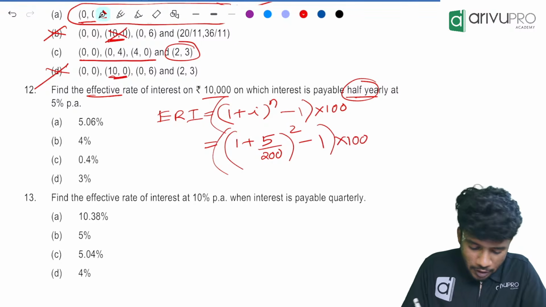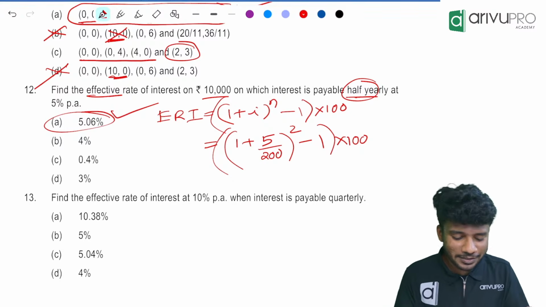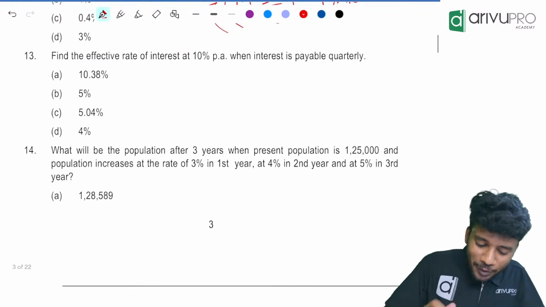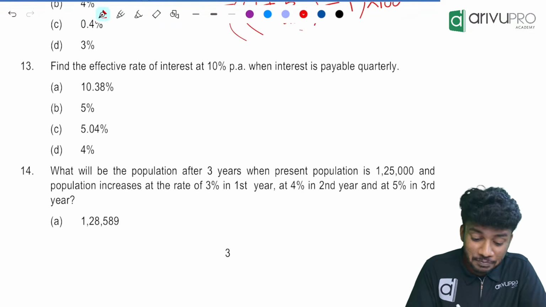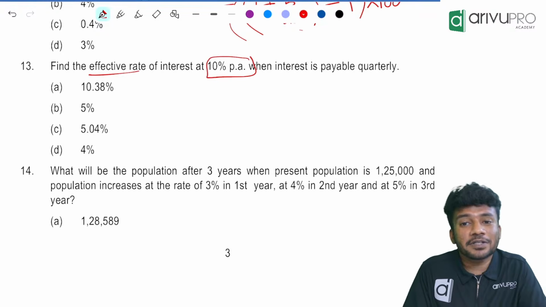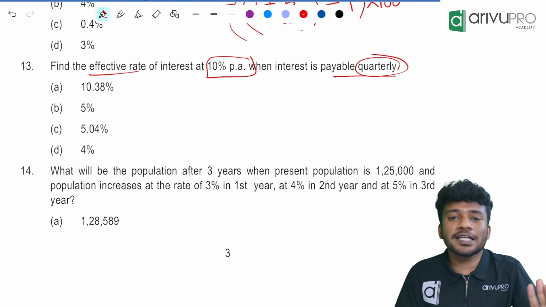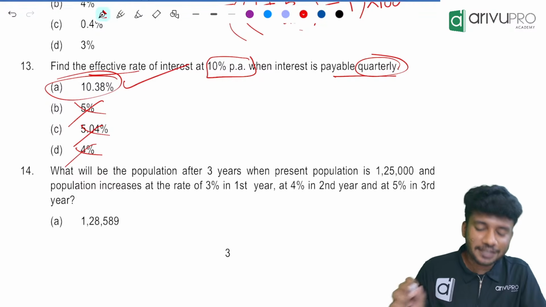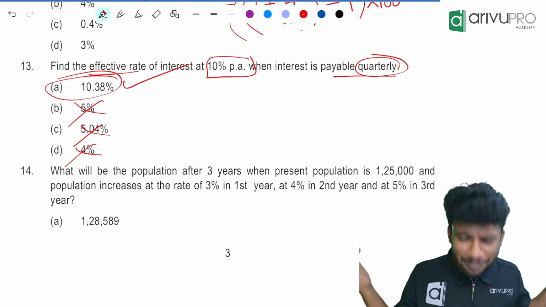into 100. Looking at this, only one possible answer is there, that is option A itself, because it should be more than 5 no matter what. Now look over here. Here also a direct answer is there. I'll tell you how to find it directly. The effective rate of interest is 10%. Interest payable quarterly means it should be more than 10. Everything else is less than 10. Only one possible answer is there, option A. Even if you use the formula or without using the formula, you can directly go for the answer.